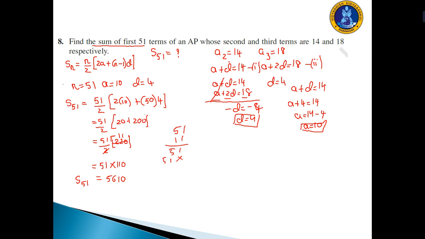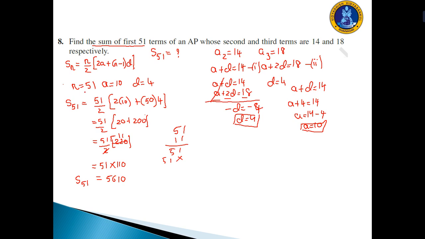Second term is given, that is A2 is equal to 14. Third term is given, that is A3 is equal to 18. By using these two equations, A plus D is equal to 14, A plus 2D is equal to 18. By the elimination method, we have to remove A by changing the sign. If we change the sign, A will be removed. So D minus 2D, that is minus D, and 14 minus 18, that is minus 4. So D is equal to 4. If I put this value D is equal to 4 in A plus D is equal to 14, we get the value A is equal to 10.